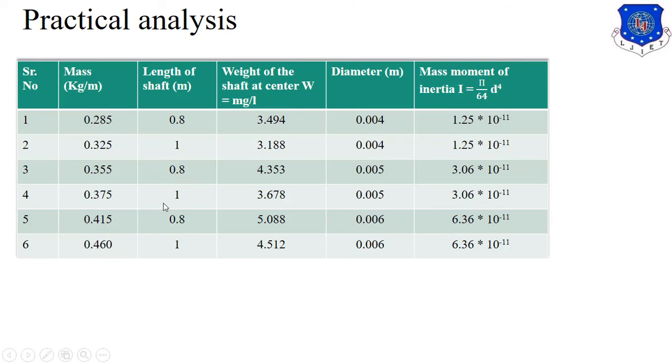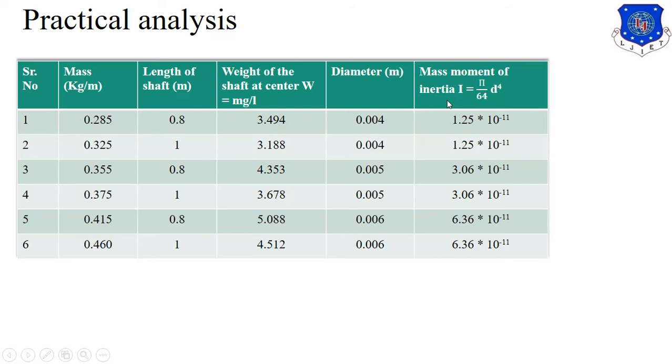For each and every shaft we have calculated the mass, so here are the masses. Now we need to calculate the weight of a shaft. What is the equation for calculating the weight? It is mg by L. So by taking the mass m multiplied by gravitational acceleration g, divided by the length, we get these values. Then after that we have to calculate the mass moment of inertia.